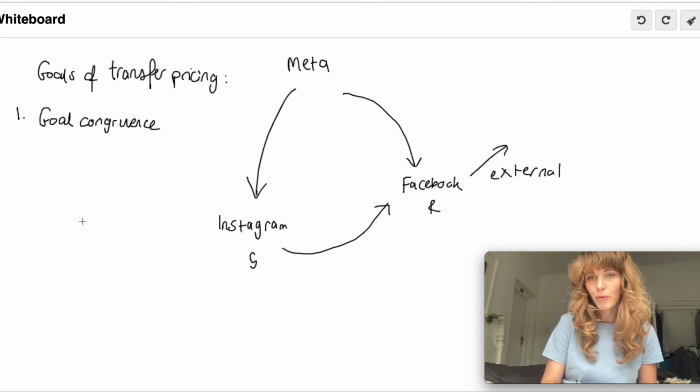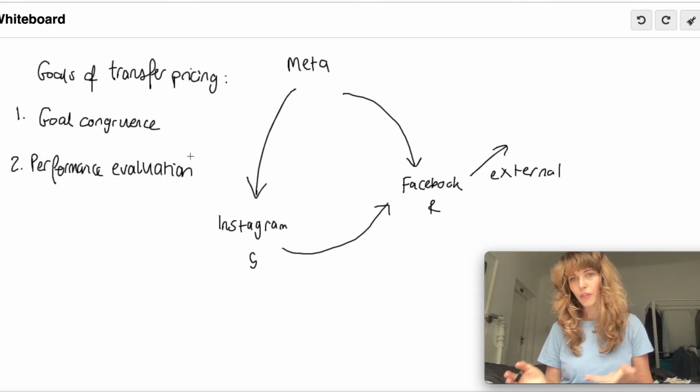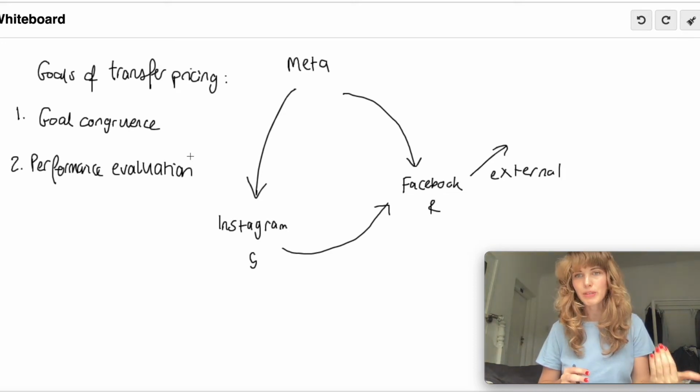The next goal is performance evaluation. And what this is saying is, does the transfer price allow these different divisions to be evaluated fairly? If we said that Instagram is evaluated based on profit, meaning that if they don't make a profit because they sold to Facebook, because their price was set really low, and now they're not going to receive a bonus because they made a loss, then they're not being evaluated fairly.